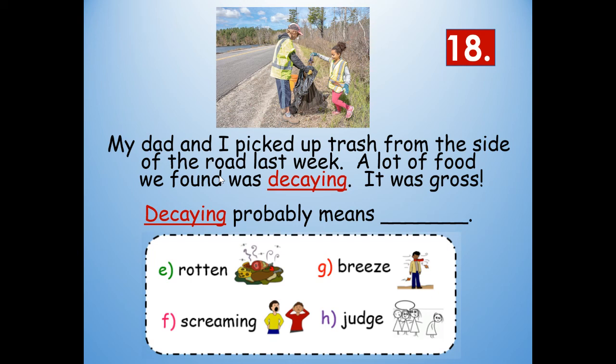A lot of food we found was screaming. A lot of food we found was breeze. A lot of food we found was judge. Decaying probably means rotten. A lot of food we found was rotten. R-O-T-T-E-N. Rotten.